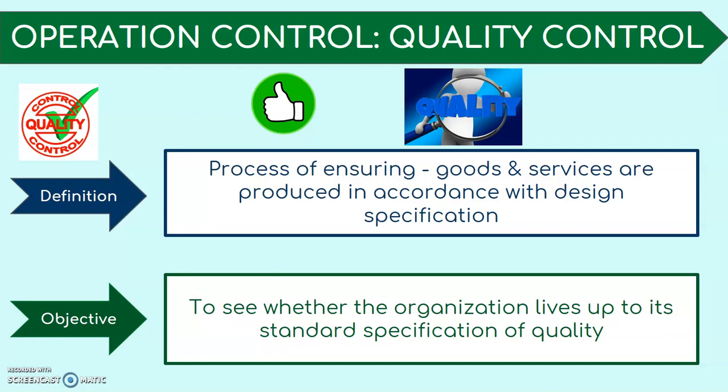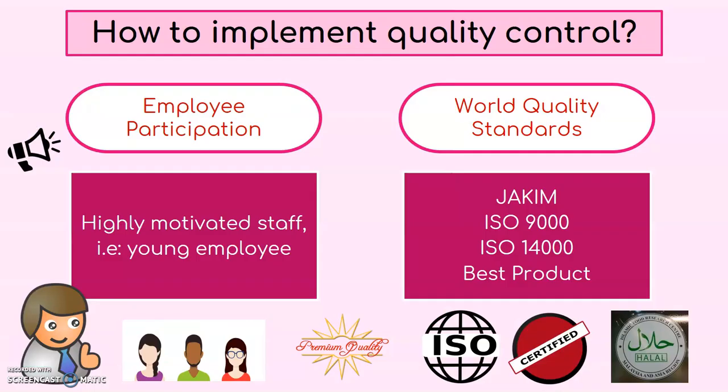But if you are able to deliver what was promised, you will create a loyal customer. So that is quality control. It's very, very important. Now, how to implement quality control? The first one is employee participation. The second one is quality standards.